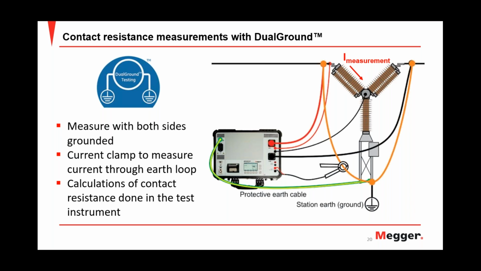The test object will be grounded on both sides throughout the test, giving a safer, faster, and easier workflow. This is done by injecting current across the test object, connecting the clamp to measure the current through the earth loop, and the instrument, knowing how much current is injected and how much current flows away through the earth loop, will perform the correct calculation of the true contact resistance of the test of the circuit breaker.